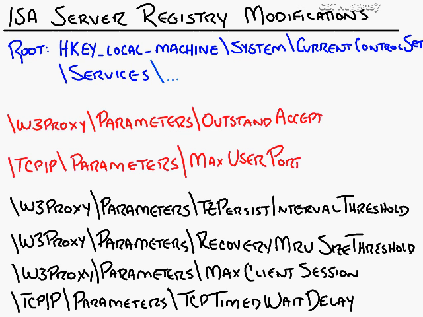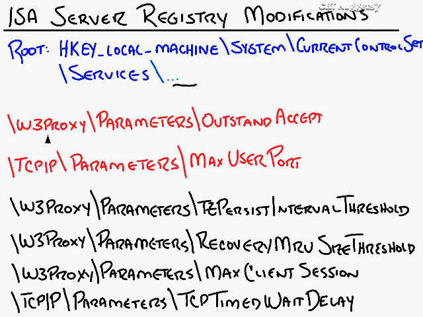All right, here we go into the ISA server registry modifications. I went ahead and jotted them on the screen, so if you are writing things down, you'll have something to refer to. First things first, all of these registry modifications are located in the HKEY_LOCAL_MACHINE, System, CurrentControlSet, Services, and then these are all the extensions that come after that. I'll go through them one at a time.